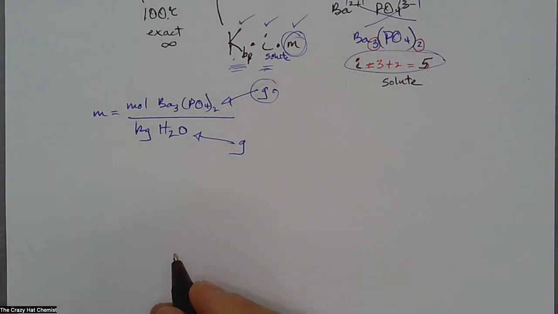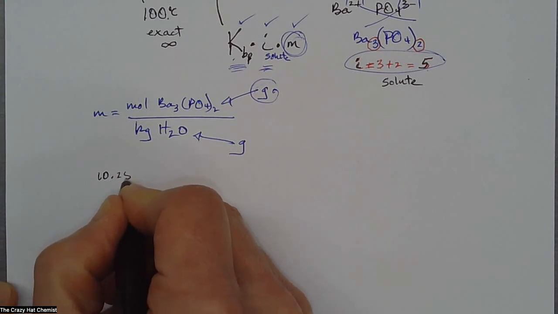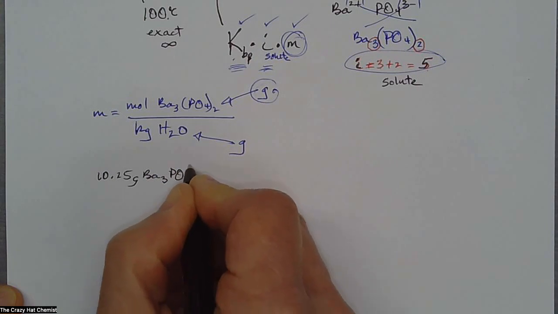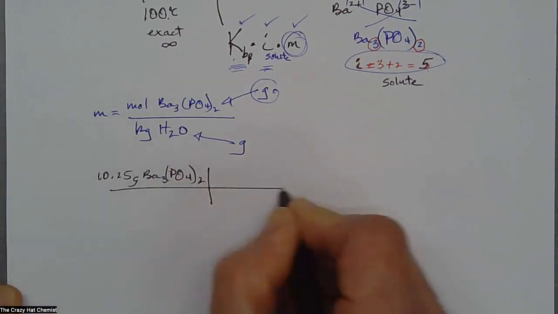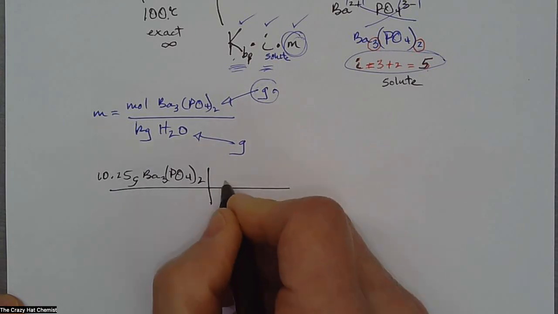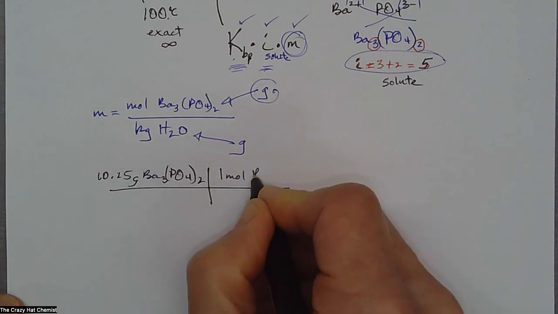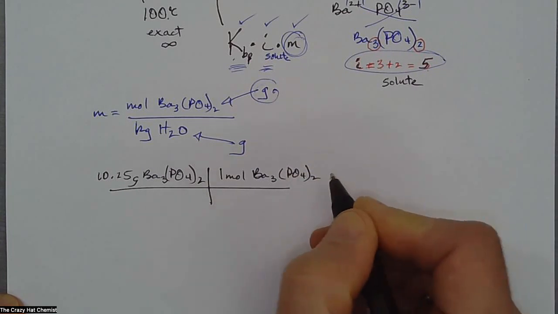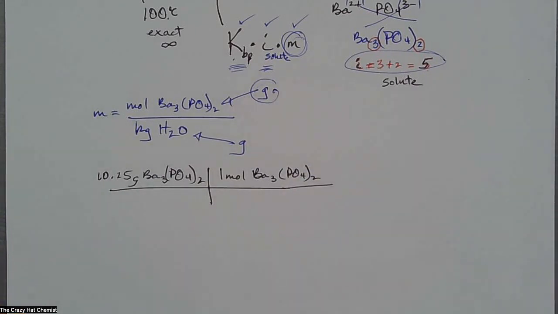I'm going to slide this up here for just a little bit to give us some more space. We're going to take our 10.25 grams of barium phosphate and convert that into moles. So 1 mole of the same formula, that's barium phosphate. Remember, you're going to use the periodic table, and from it you should be able to get all of these values. So let me get a periodic table here.